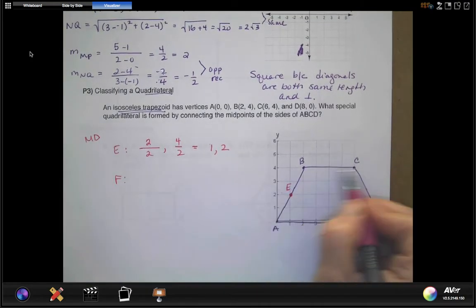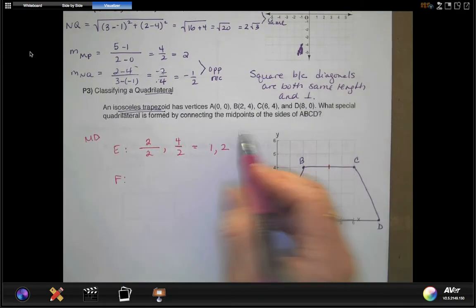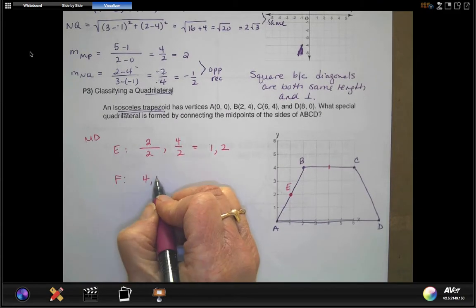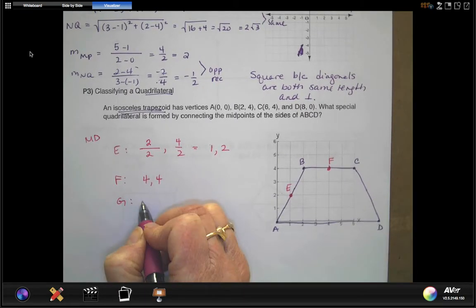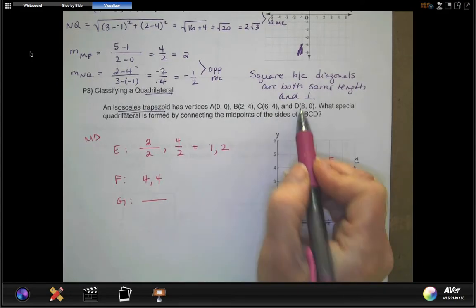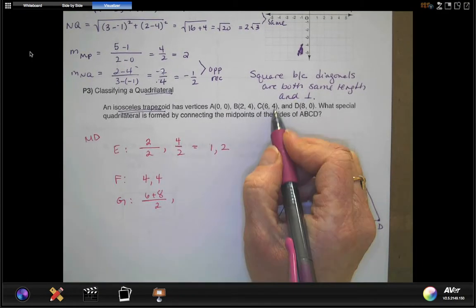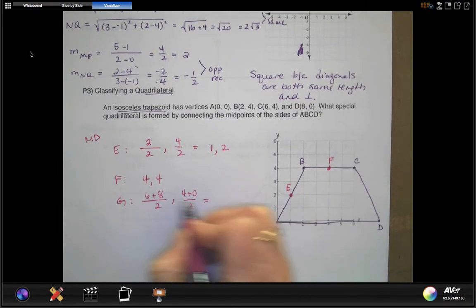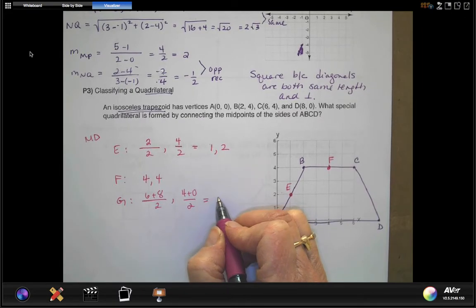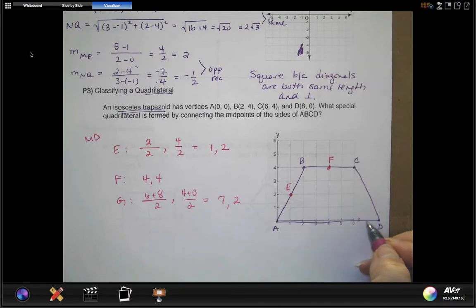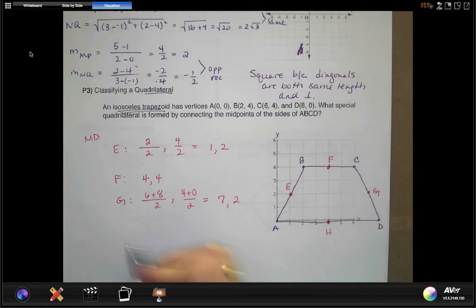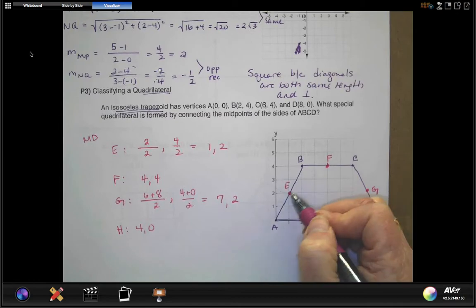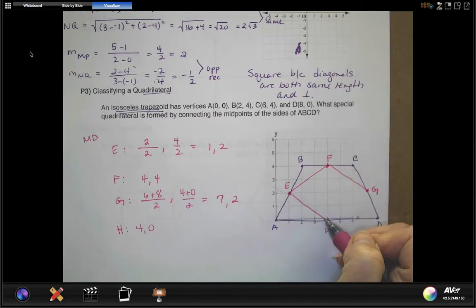Then let's say I use F as the midpoint here. Well, this one's easy enough to find. You can use the formula if you want, but the midpoint's just going to be at 4, 4. When I find G, I'm going to do the same thing. So with G, it's C and D, so I'd have 6 plus 8 over 2, and then 4 plus 0 over 2. So I'd have 14 divided by 2, so I'd end up with 7. 4 divided by 2 is 2, so then this is going to be 7, 2. And then this one down here is easy enough, it just ends up being 4, 0.